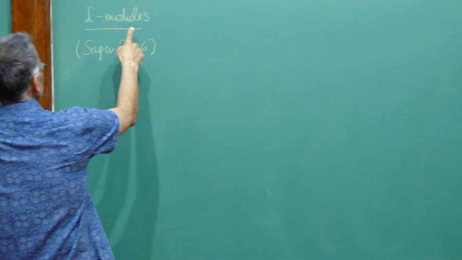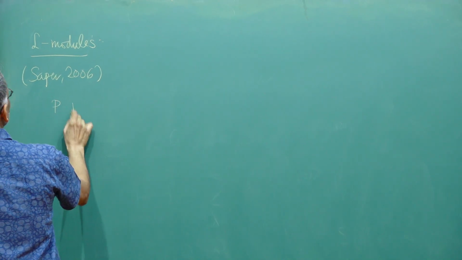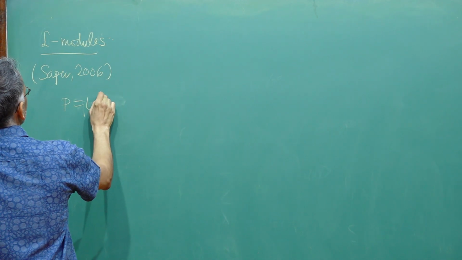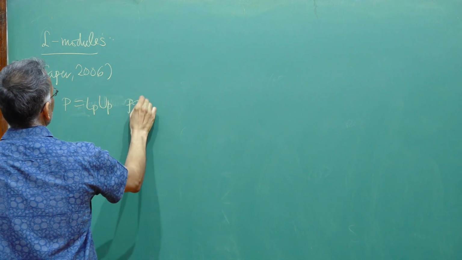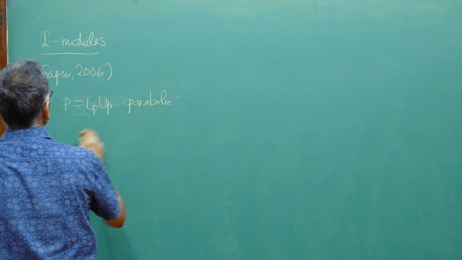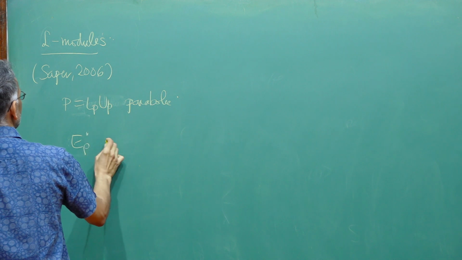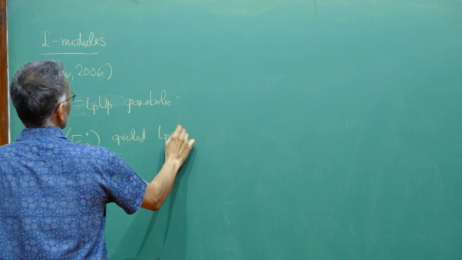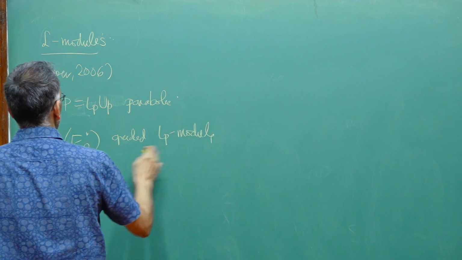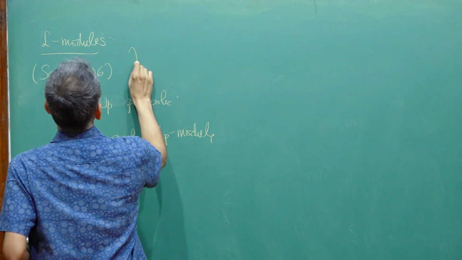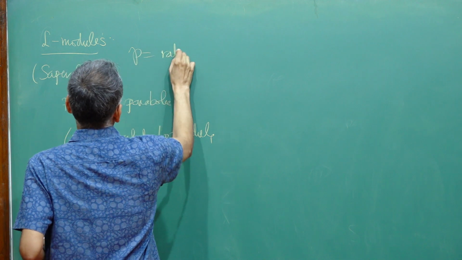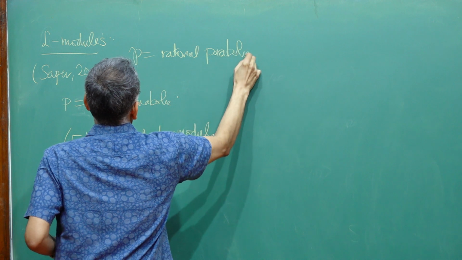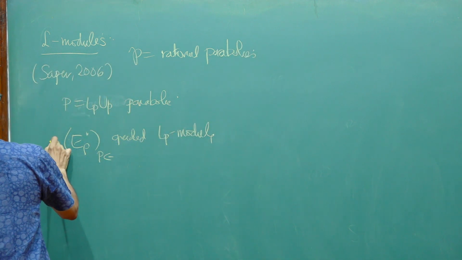Okay, so what is an L-module? So for every parabolic, which I'll write as P = L_P U_P, I give myself a graded vector space. So this is a graded L_P-module. And this is for all parabolics. So let's say P rational. Of course, I'm always working with rational parabolics. And this is the first datum.